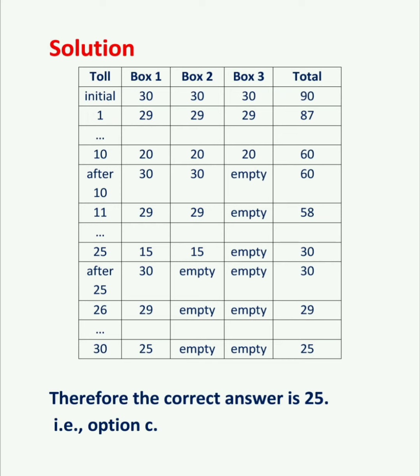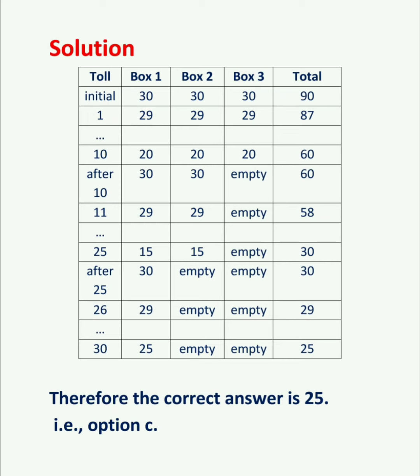Solution. So here I make a table which represents the toll booths. Box 1 contains chocolates, box 2, box 3 and total chocolates. Initially in all the 3 boxes, each has 30 chocolates, total 90 chocolates. After toll 1, box 1 29, box 2 29, box 3 29, total 87. Continuing like this, after toll 10, box 1 20, box 2 20, box 3 20, total 60. After the 10th toll, he empties box 3 and fills box 1 and box 2 with 30 chocolates each. Total 60 chocolates. Why is he doing this?